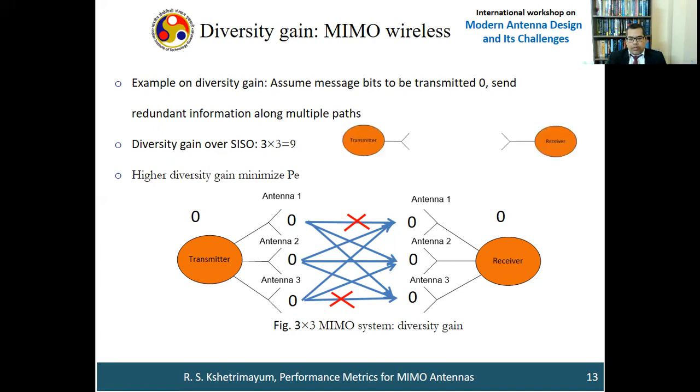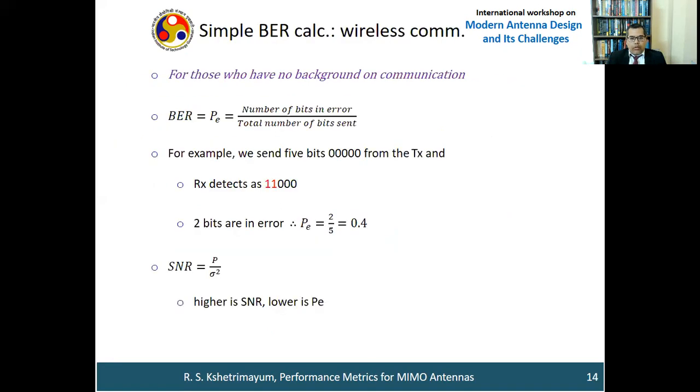Let's consider the SISO system, the traditional wireless communication system. There we have one single link. So if this link is down, and we want to send 0 bits from transmitter to receiver, the receiver won't be able to receive the message bit which has been sent from the transmitter. So what is the advantage of that?